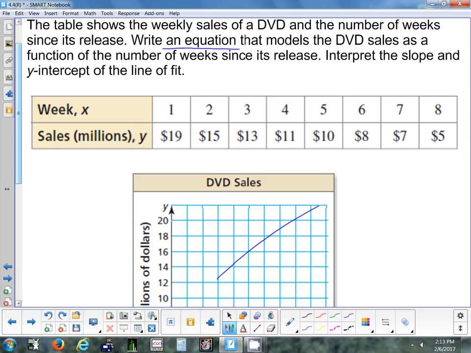I can't just draw a line like that. I've got to do something first. I've got to put the points on it. Okay, so take a second and try that on your own. Put these points on the graph.